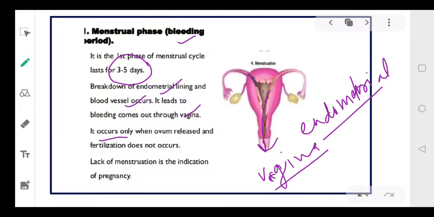Now it occurs only when the ovum is released and fertilization does not occur. So if the fertilization does not occur, then in that case, it will be menstruation. And if there is no menstruation, that means the pregnancy has occurred. Okay, dear students? So lack of menstruation means pregnancy. So if you're missing your periods, this means 100% that it has resulted in pregnancy, in the case of married females who are having the mating period, right?